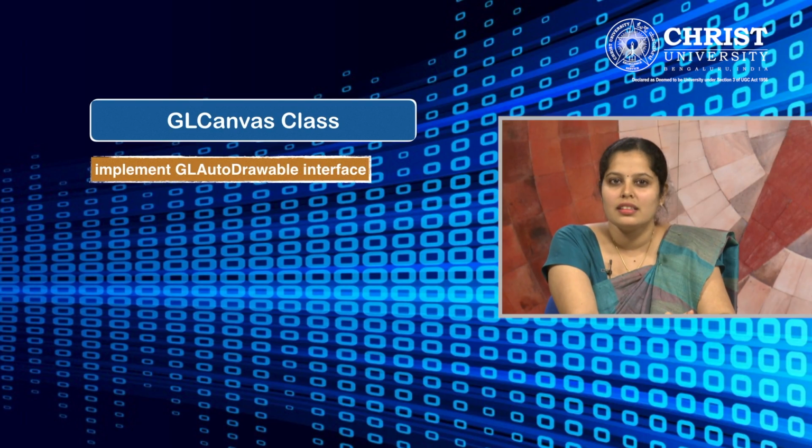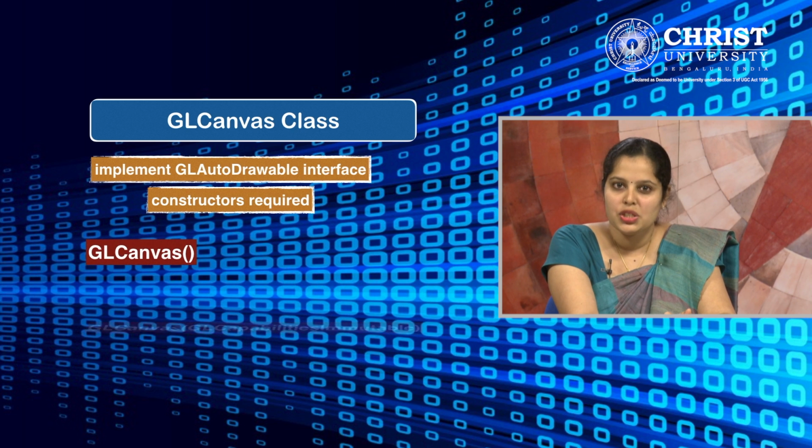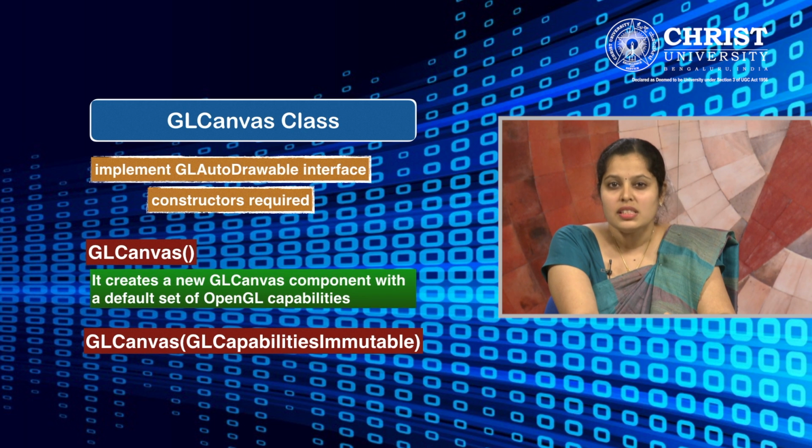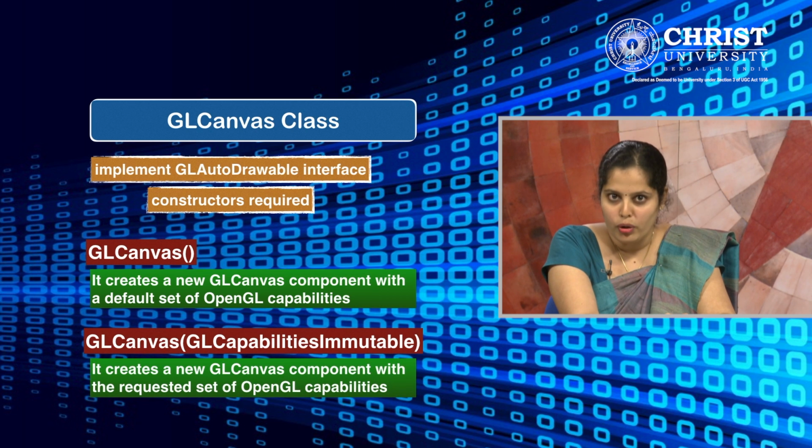Since it's a class, it needs a constructor, and the constructors are GLCanvas and GLCanvas with the parameter GLCapabilitiesImmutable. The GLCanvas constructor creates a new GLCanvas component with a default set of OpenGL capabilities. GLCanvas with a parameter creates a new GLCanvas component with the requested set of OpenGL capabilities using the default OpenGL capabilities selection mechanism on the default screen device.